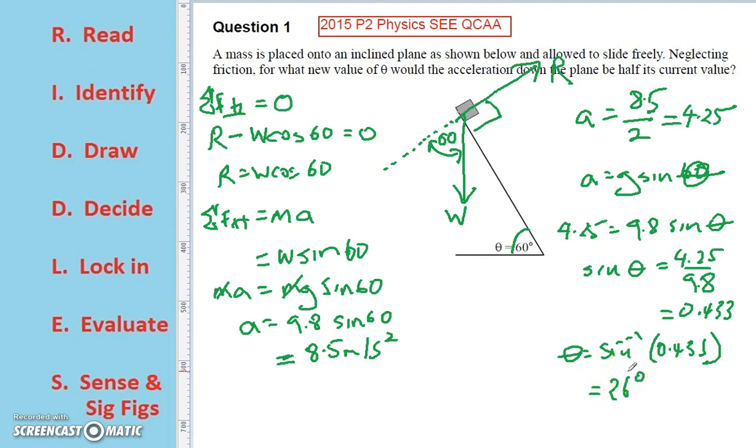Does my answer make sense? I have an angle here of 60 degrees. As this angle decreases, the block is going to slide down with less acceleration. So yeah, an angle of 26 degrees will make sense.